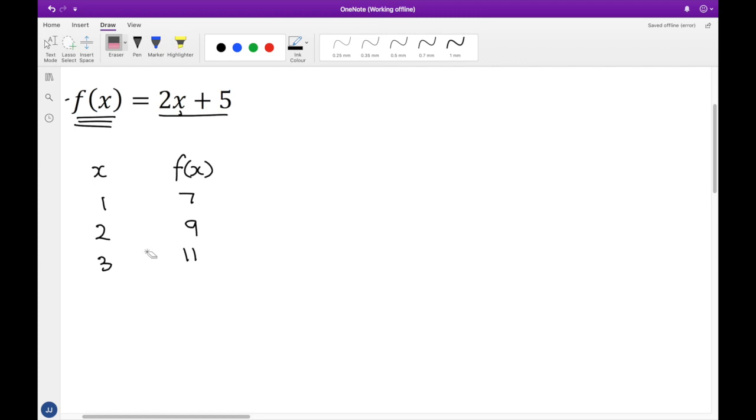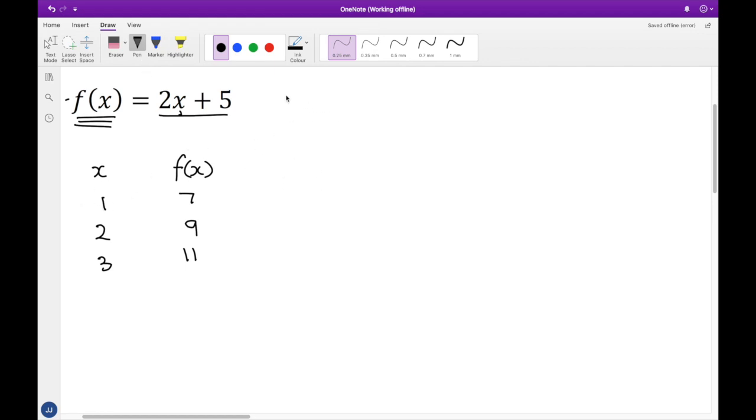What I want to find now is the equation that will do the exact opposite. That means that I want 7 to map back onto 1. I want 9 to map back onto 2. I want 11 to map back on to 3. Yeah? So I have to find the inverse. So the inverse of a function basically does the opposite, right?